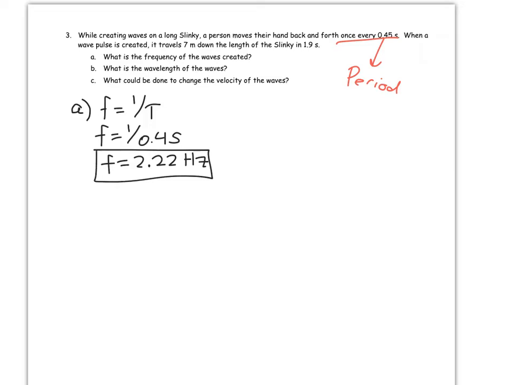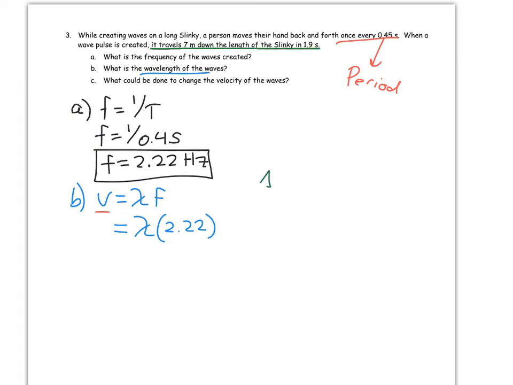The next question is we want to know what is the wavelength of our waves here. And so the thing I would immediately jump to here when we're looking for the wavelength is our velocity equals wavelength times frequency equation. We just solved for our frequency was the 2.22, but the problem is we don't actually know what the velocity of our waves is here. However, we do have some information that may be able to help us out, and that is that the wave travels 7 meters down the slinky in 1.9 seconds.